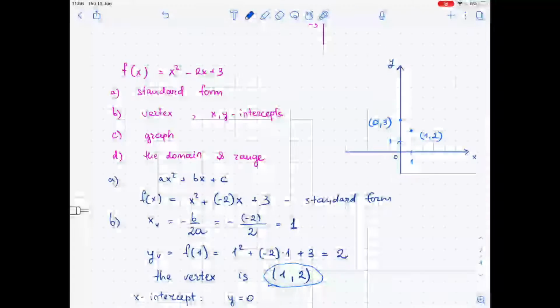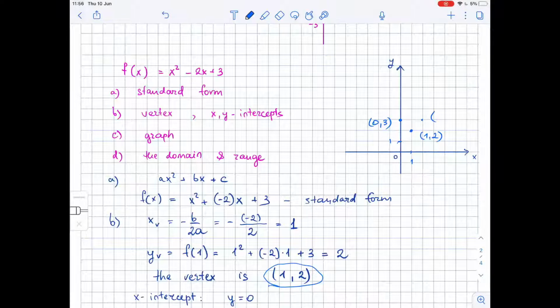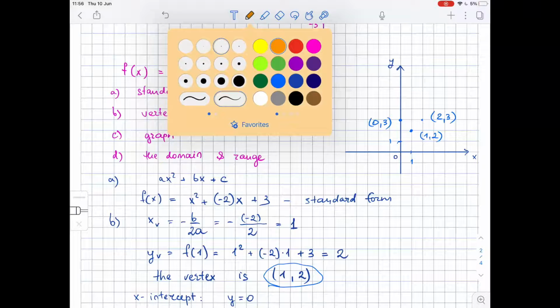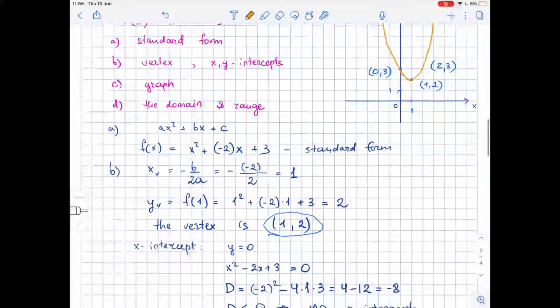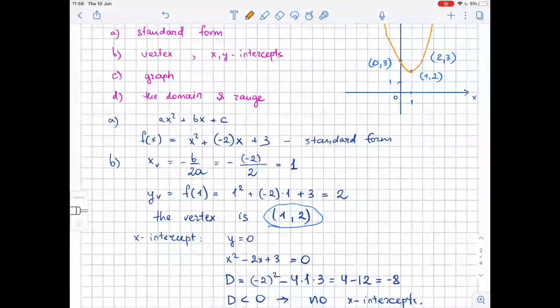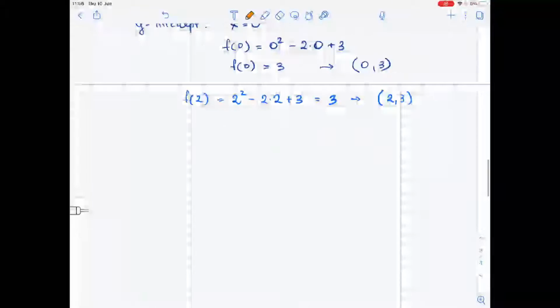Let's find this point on our xy plane. It's right here, 2, 3. So we have 3 points, and 3 points define a parabola. So we can build our parabola now by just connecting these points very smoothly. Here and here. Yeah, so this is our graph, and we can move on to part D. Now we need to find the domain and range of our function.